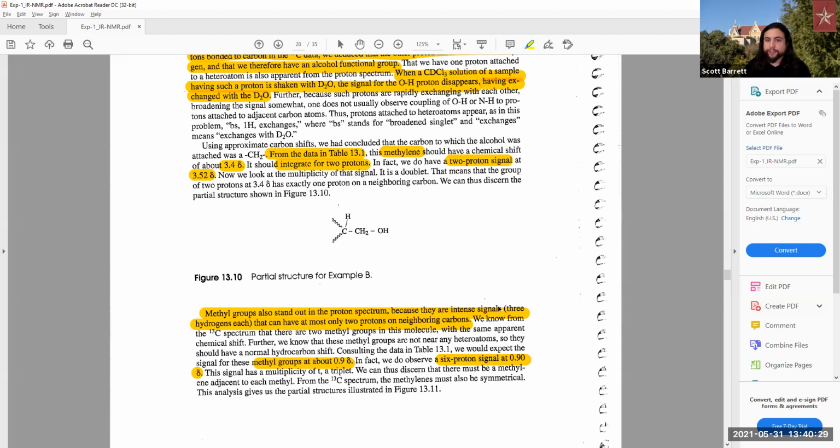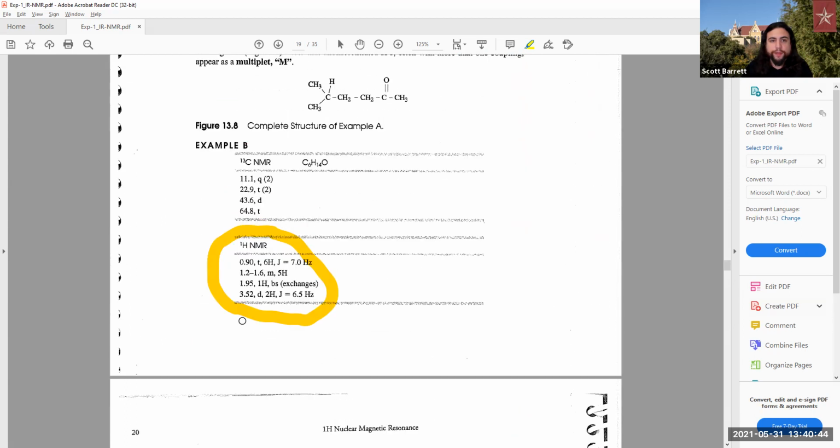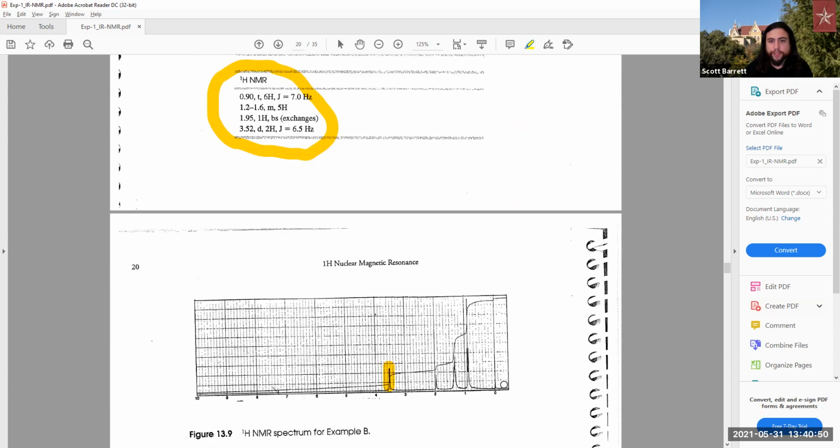They're very intense signals, 3 hydrogens each, and they can at most only have 2 protons on neighboring carbons. In this case, the methyl group is at about 0.9 ppm. We can see a 6 proton signal here, 6 hydrogens, and that would be right here. So 6 hydrogens were integrated in this case. That's a very common spot for methyl groups.